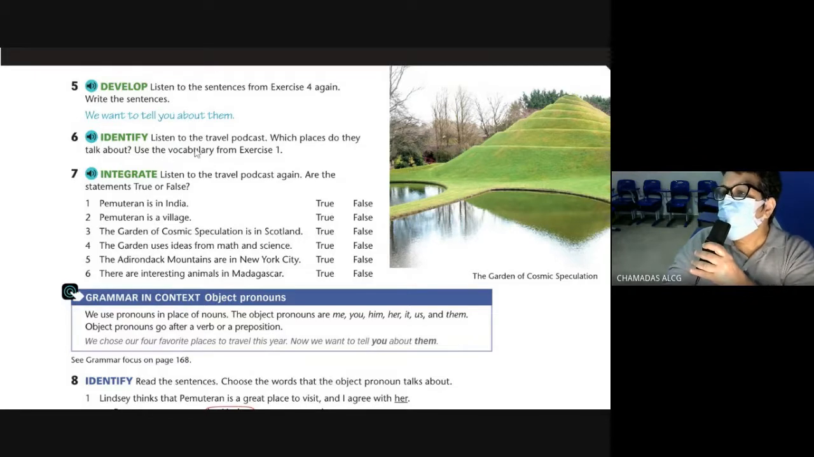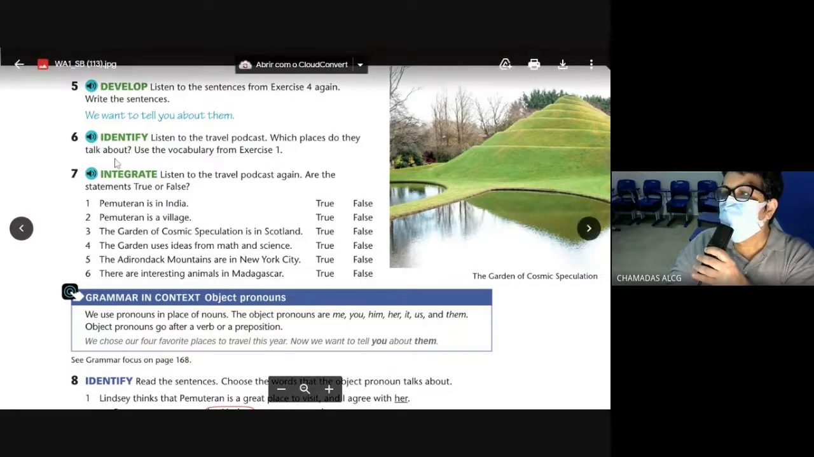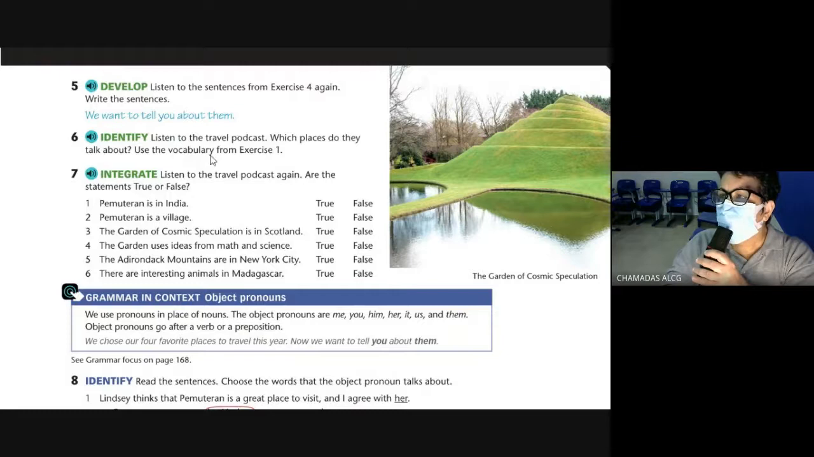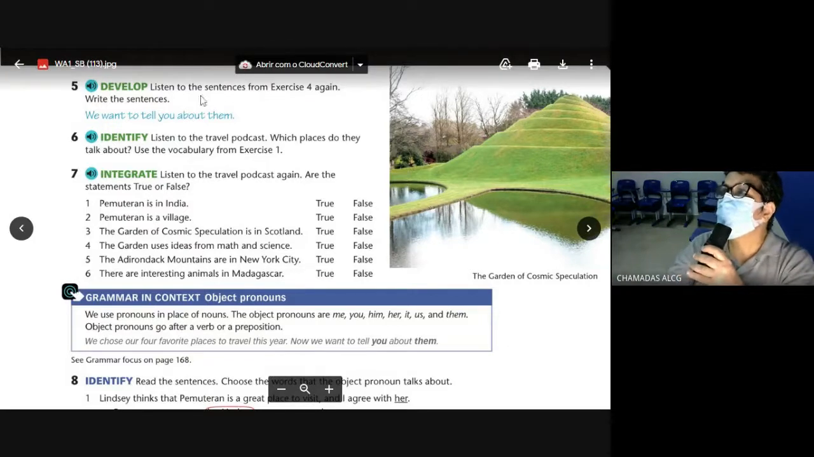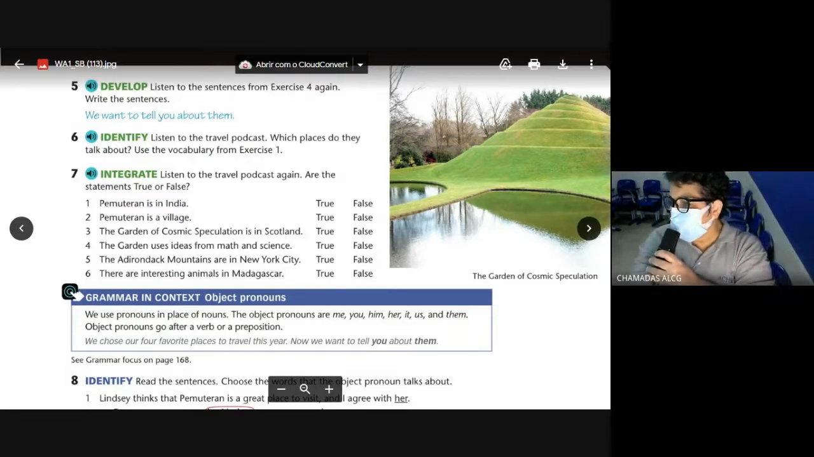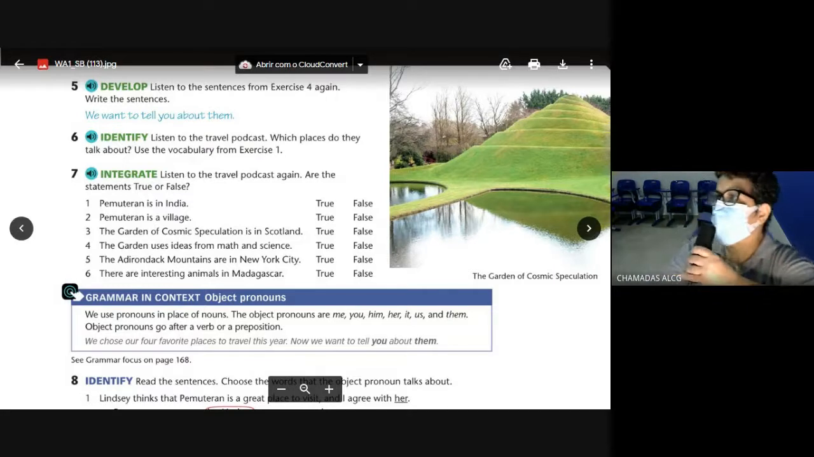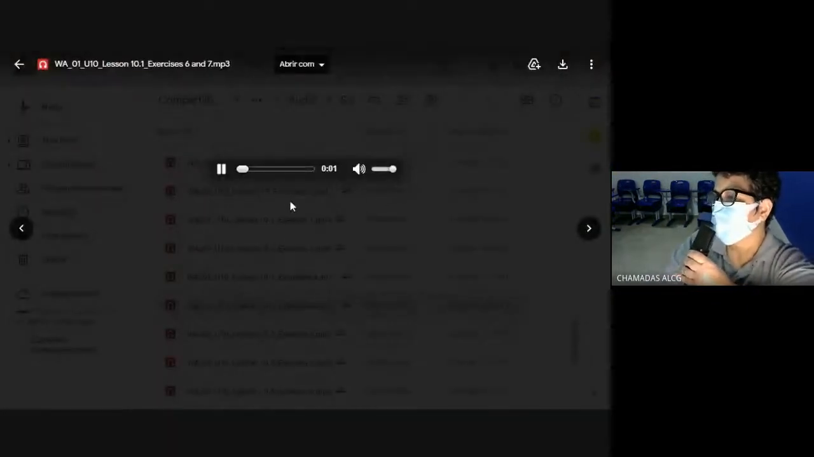So listen to the travel podcast. Which places do they talk about? Use the vocabulary from exercise number 1. Remember, forest, desert, campsite. So let me try to get the audio now for exercise 6.